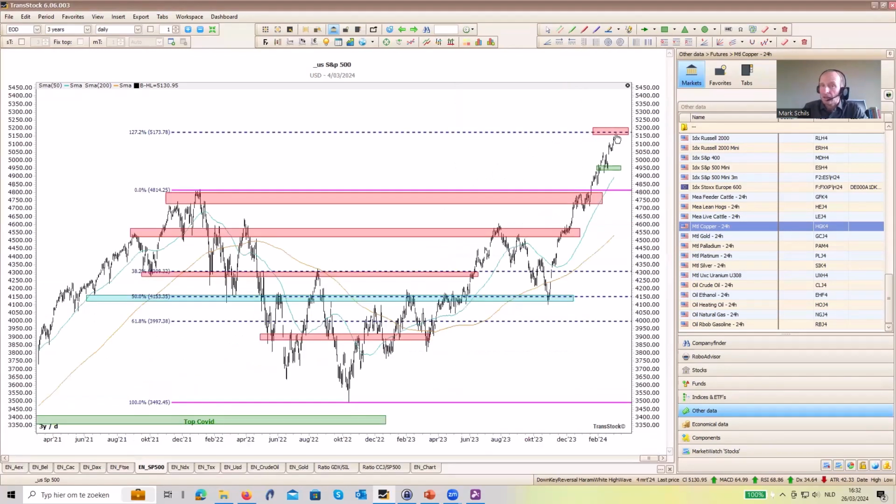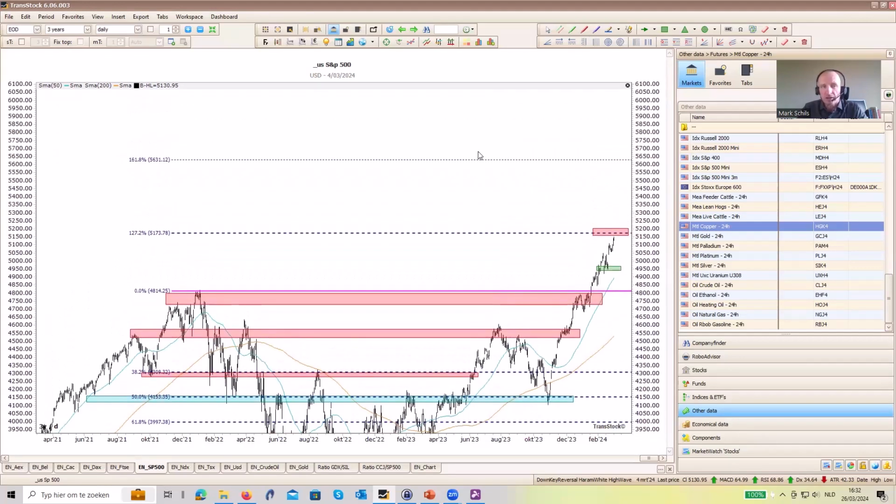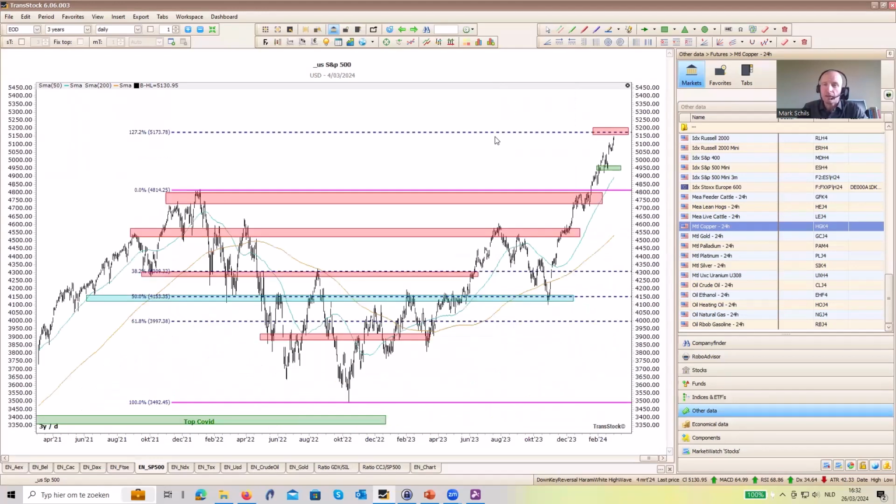If the index is able to cross over that Fibonacci resistance, what would be our next zone? So I will pull down my chart, and I see that the next resistance level for Fibonacci would be around 5,600. So yeah, that could be possible within a few months for the S&P 500.